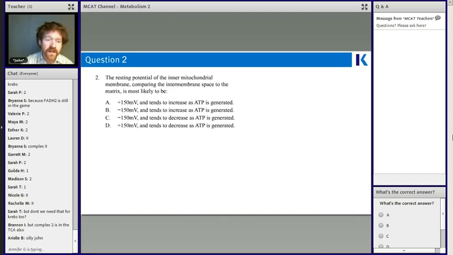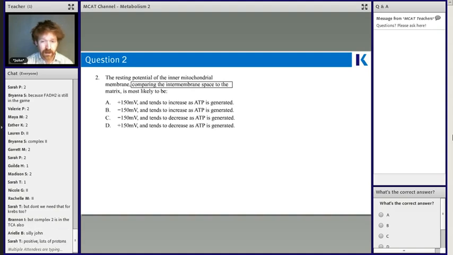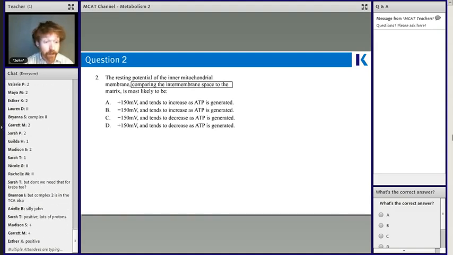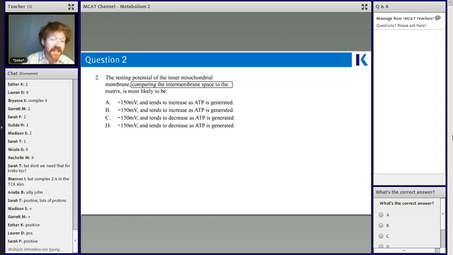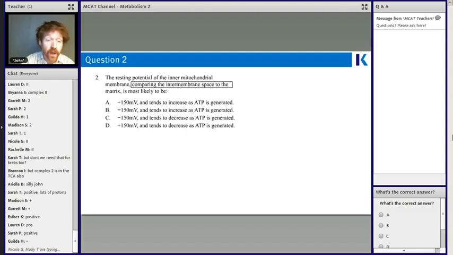So this is the stuff that really happens at the MCAT, it's being very careful with what we're focusing on. So we're comparing the intermembrane space to the matrix. So basically, would the intermembrane space be more likely to be positive or negative? The intermembrane space. Bingo, positive because it's got lots of protons. That's, of course, the first and most important thing. So if we know that's going to be positive, get rid of B, get rid of C. It's going to be either A or D.